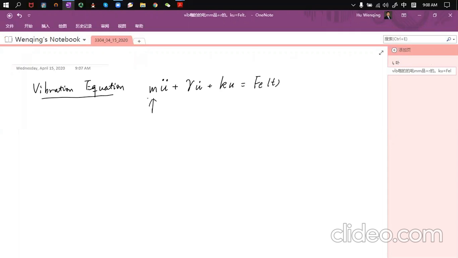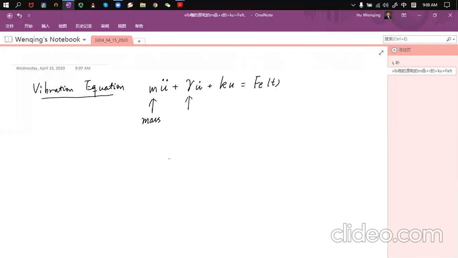Can you tell me what is m? Anybody has an idea? Anybody can tell me what is m? You can speak loudly if you want. Anyone has an idea? Mass. m is the mass, right? Thank you very much. Yes, that's good. m is the mass.